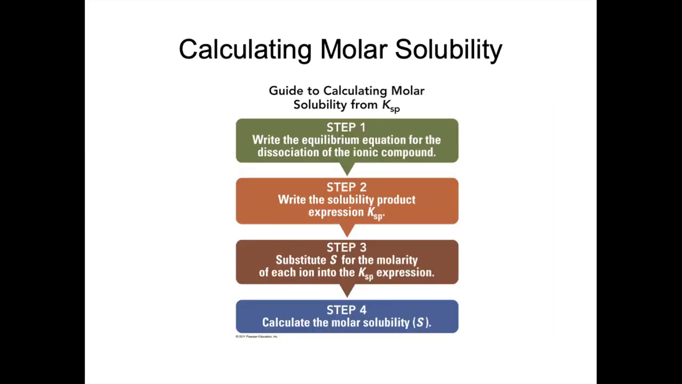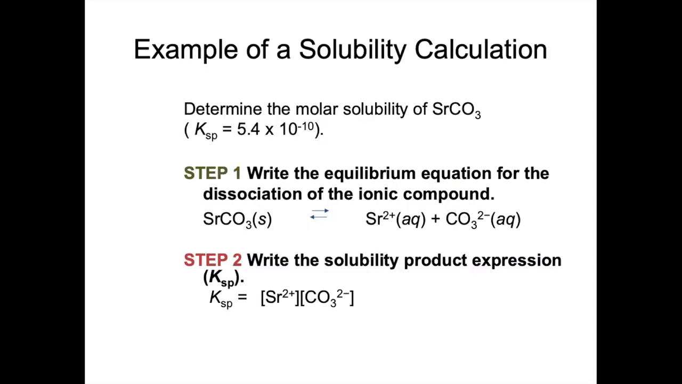Okay, so anyway, as far as Chem 103 goes, we'll keep this relatively straightforward. Let's see an example here. We have strontium carbonate, and we're told that its KSP value is 5.4 times 10 to the negative 10. Let's first write out an equilibrium expression for it.